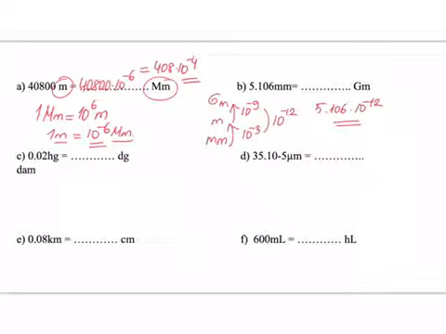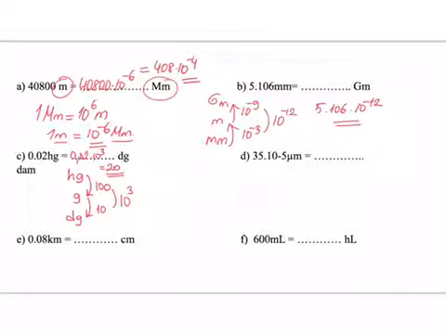C, 0.02 hectogram is equal to how many decigrams? So again, I'm going to convert hectogram into gram and then decigram. By converting hectogram to gram, I multiply by 100. While converting gram to decigram, I multiply by 10. So it is equal to 10 to the power 3. So 0.02 times 10 to the power 3, which is equal to 20 decigrams.